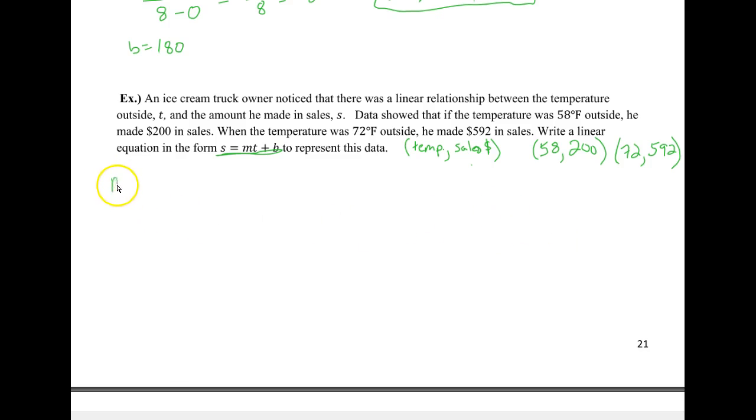I need to find my slope first. y2 minus y1 divided by x2 minus x1. 592 minus 200 is 392, and 72 minus 58 is going to be 14. And then when I go to simplify, 392 divided by 14 is 28. So my slope here is 28.